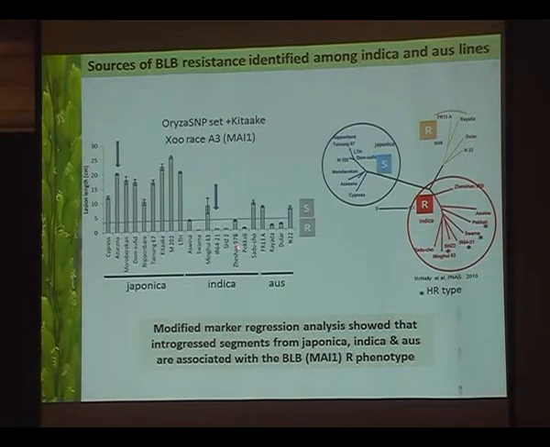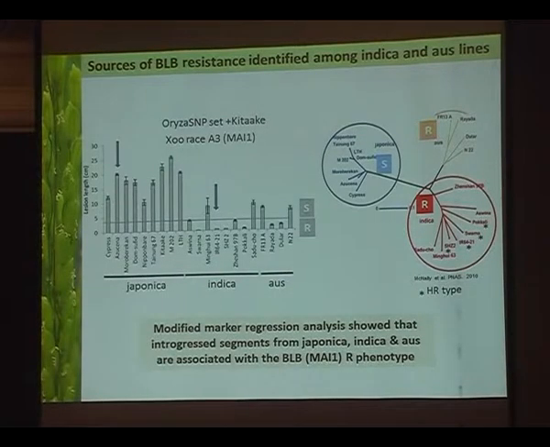What you can see is that globally all the indica varieties are highly resistant to this race, except for a few lines. You can also see that the japonica are highly susceptible and the aus are highly resistant to this particular strain. I also wanted to add that there is a very strong reaction, like a HR type reaction, with some of these varieties.